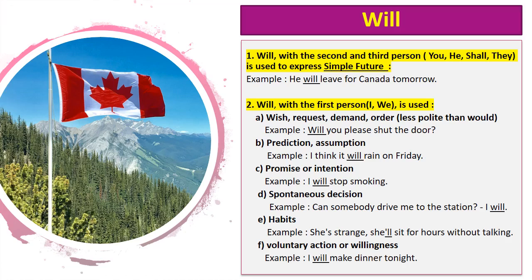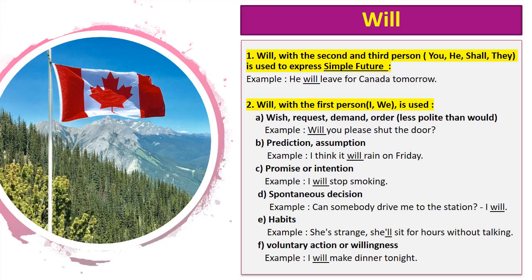Now students, next modal verb is will. Will with the second and third person is used to express simple future. For example, he will leave for Canada tomorrow. Will with the first person is used to express wish, request, demand, or order. And will is less polite than would. For example, will you please shut the door? Prediction or assumption. For example, I think it will rain on Friday.